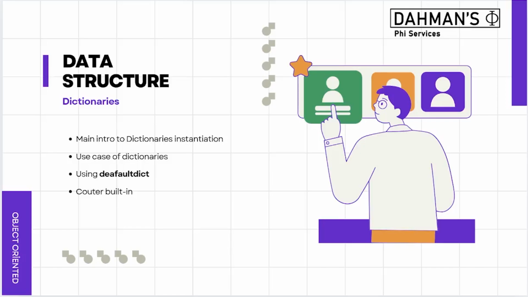And then we'll be looking at the use cases of dictionaries, when they can be really handy. And we will be looking at a specific kind of method of use called the defaultdict, which is a very, very powerful method that can get you a lot of encapsulated features while you are using it. Finally, we'll be looking at the Counter built-in function.